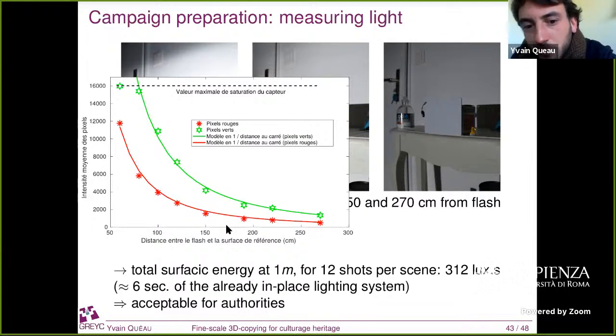With all of those pieces together, we were able to measure exactly how much light will be produced and projected by the flash. In the end, the result was that if we take 12 shots for one scene at 1 meter distance, we would emit exactly 300 lux times second. This was acceptable for the authorities because in practice it corresponds to 6 seconds of the lighting system, which is already in place in the museum.